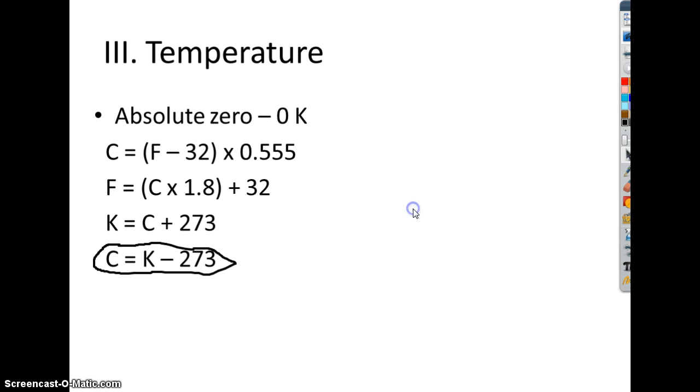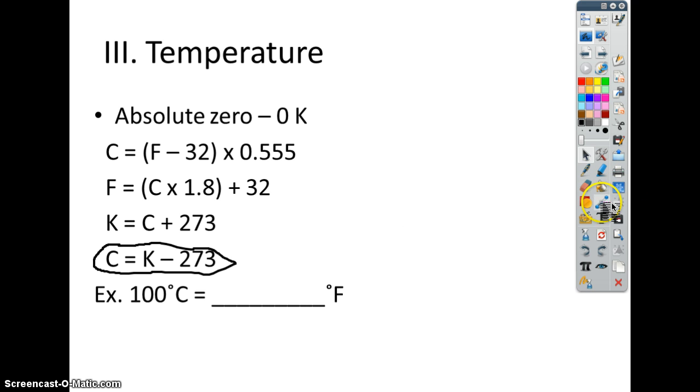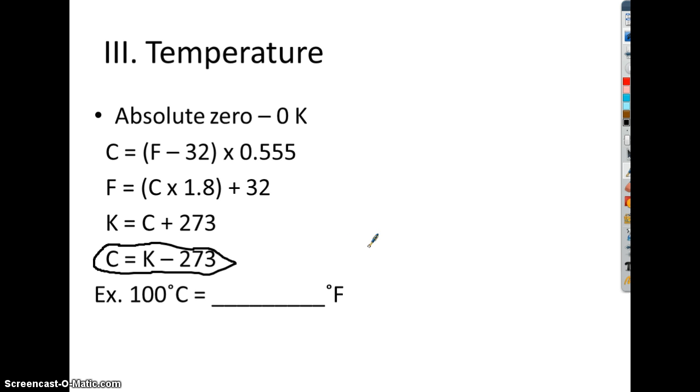So now let's do some practice. The first one we're going to do is 100 degrees Celsius equals blank Fahrenheit. Now every single time we do math in this class, you have to first start with a formula, then you have to show work with units and answer with units. It's 1 point for the formula, 1 point for the work, 1 point for units, and 1 point for answer.